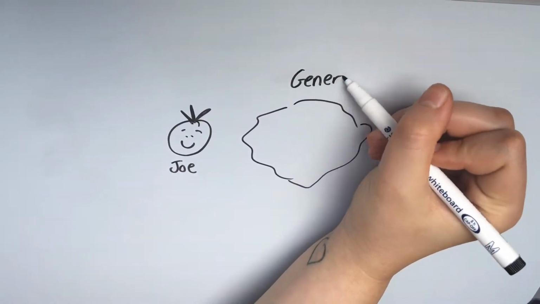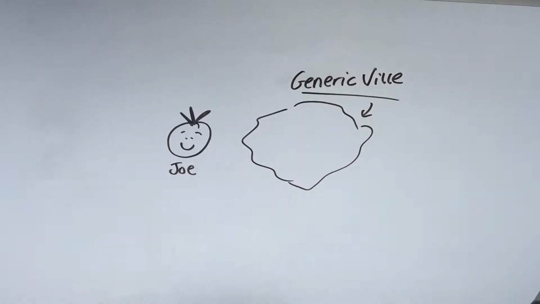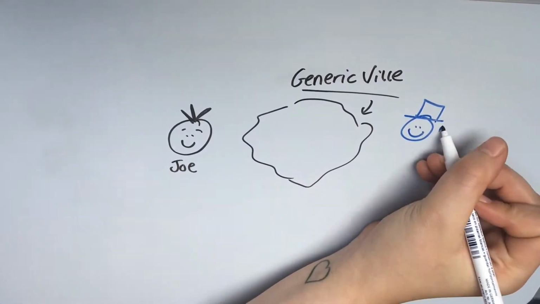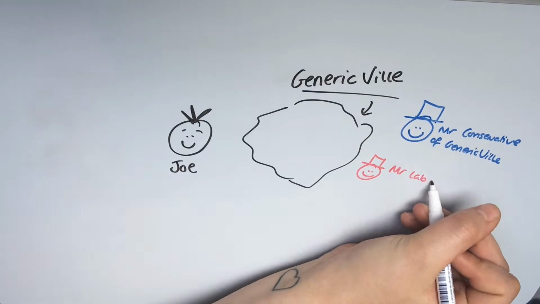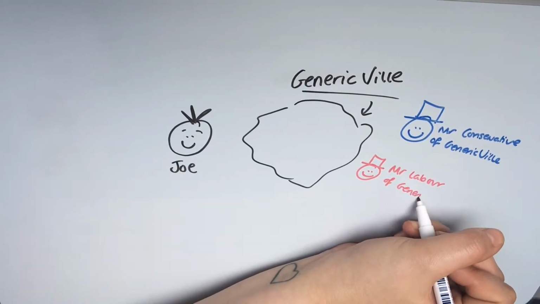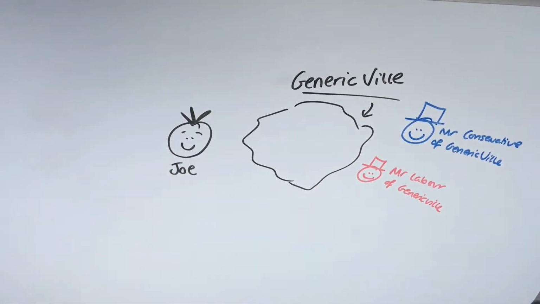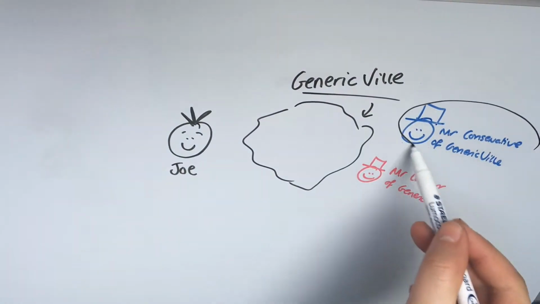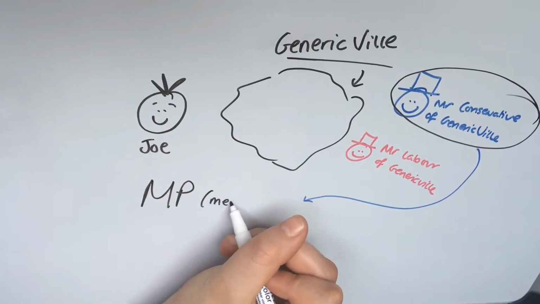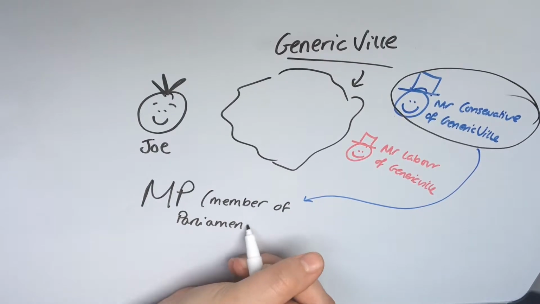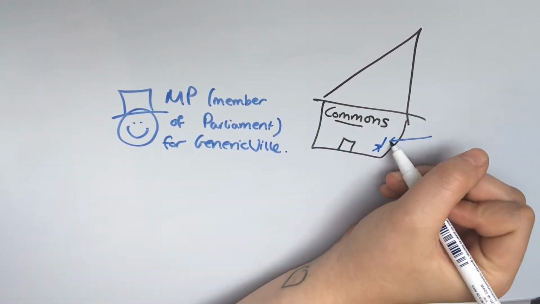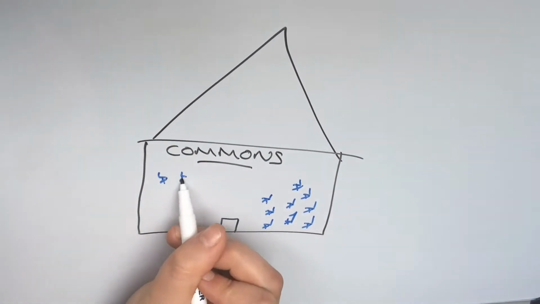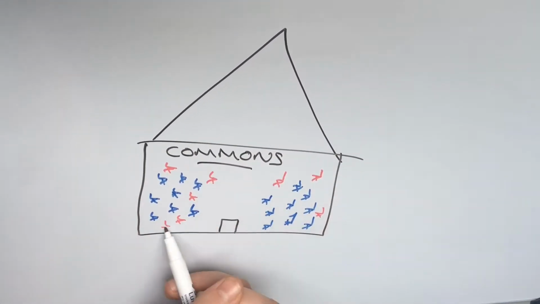For example, if Joe Citizen lives in the constituency of Genericville, he would choose from other Genericville locals that are running in the election, each for different political parties. Mr Conservative, Mr Labour, Mr Liberal Democrat, and a great many other Misters and Misses. If Mr Conservative gets the most votes in Genericville, he will become Genericville's MP, Member of Parliament, and he will be given a seat in the House of Commons.